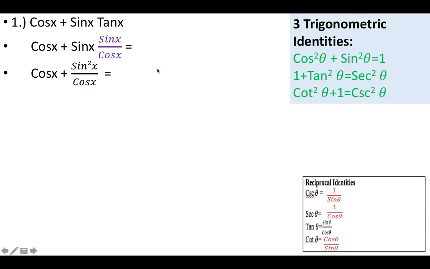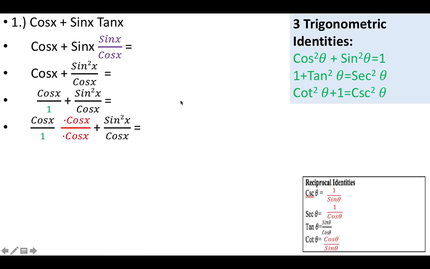Alright, now this comes into the spot where we need to get a common denominator. In order to do that, what I'm going to do is rewrite this cosine x over 1. To get a common denominator of cosine x, I need to multiply this right here, top and bottom, by cosine x. Cosine times cosine is going to give me cosine squared x. 1 times cosine is just cosine. Now that the denominators are the same, we're going to combine this into one fraction and add the numerators.